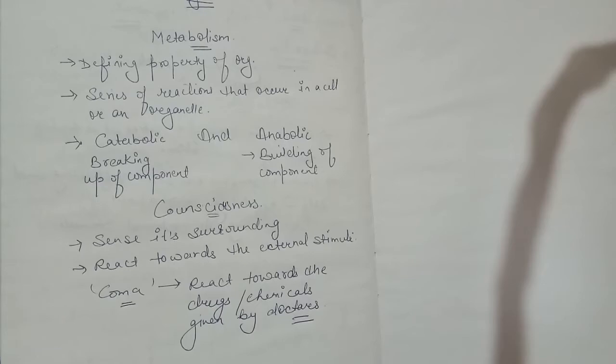So we have already discussed some defining and non-defining features of a living organism. How can we differentiate between living and non-living? We have already studied growth and reproduction, and how they are non-defining features, and now we have discussed metabolism and consciousness, and how they are defining features. So the next topic that we will study will be diversity.